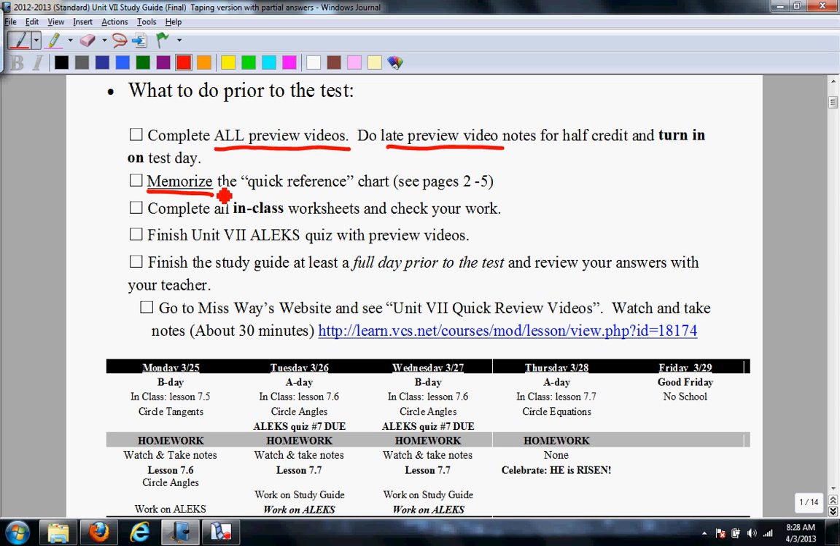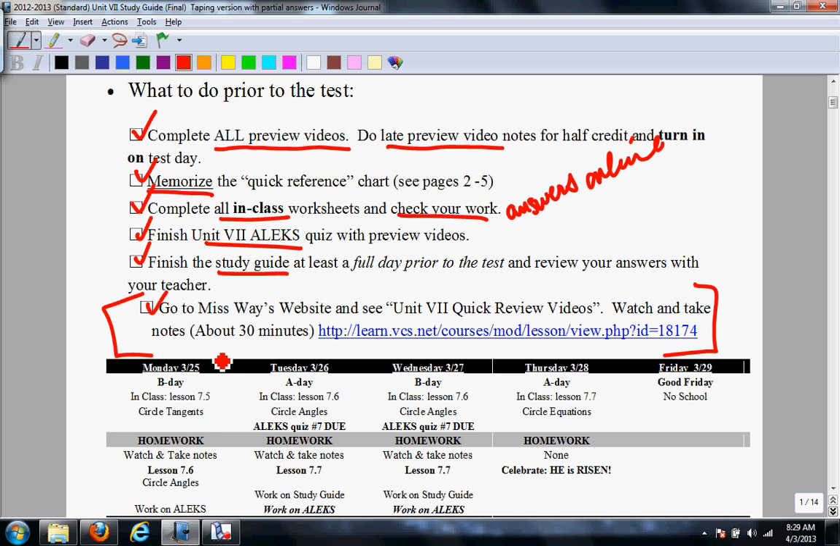You need to memorize that quick reference chart. You need to make sure you complete all the in-class worksheets and check your work. Answers are online. You need to finish the Unit 7 ALEX quiz along with its preview videos. You should finish the study guide at least a day prior to the test. You can have your answers reviewed by the teacher. Also on my website, there are going to be some quick review videos that I will have linked.